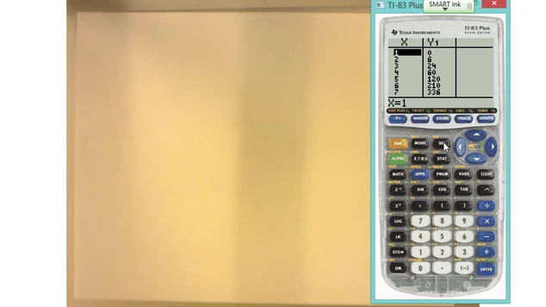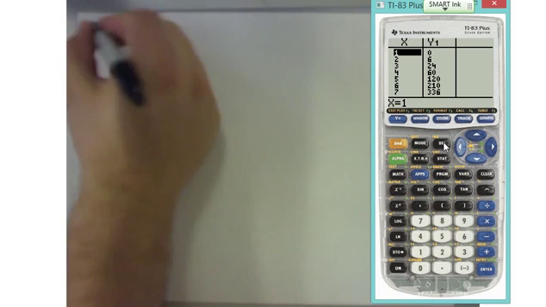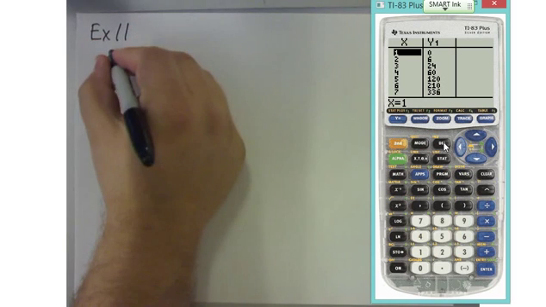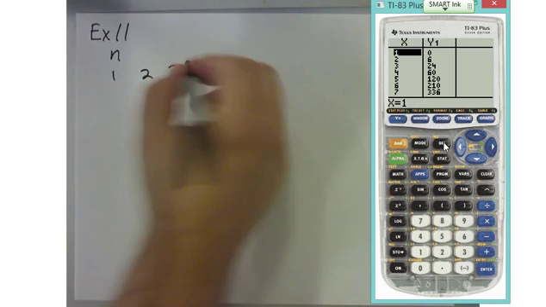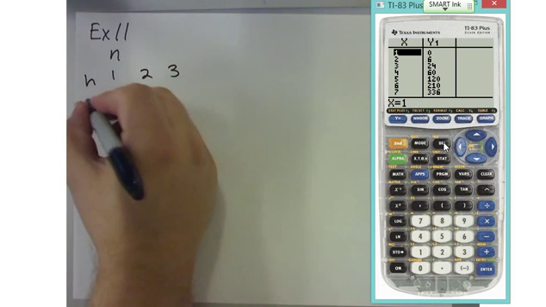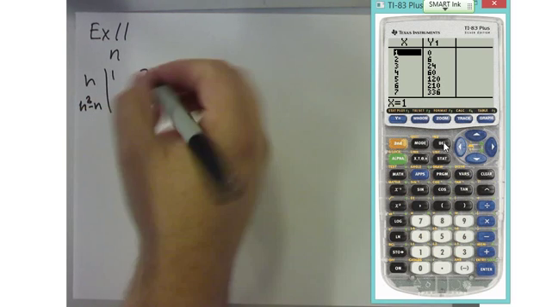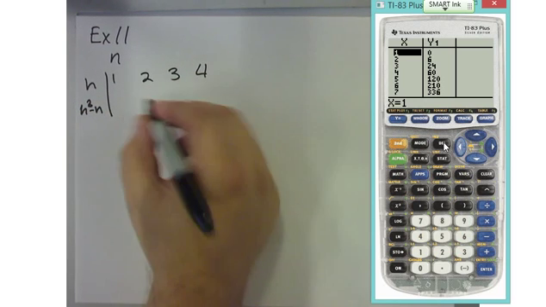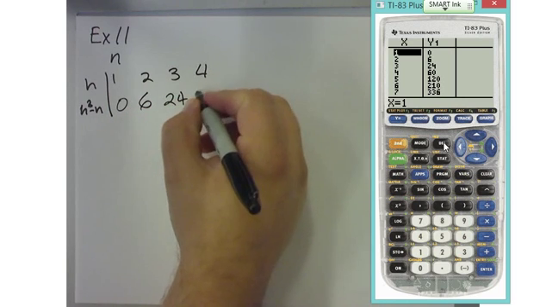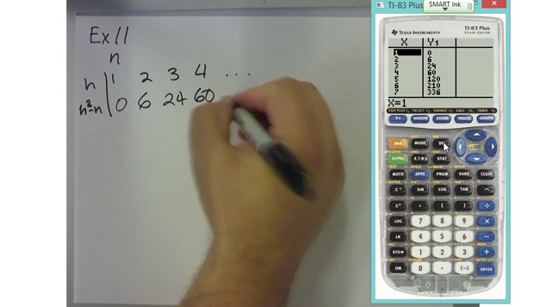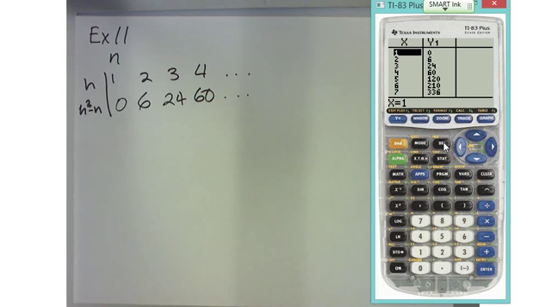So let's write down some information for this. Example number 11. What we're saying is if we let n equal 1, 2, 3, I'll put n here, and then we've got n cubed minus n. 1, 2, 3, 4, and so we get 0, which is divisible by 6, and 24, and 60, and dot, dot, dot. So what we're saying is the second column will always be divisible by 6. So how do we do that? How do we prove that?